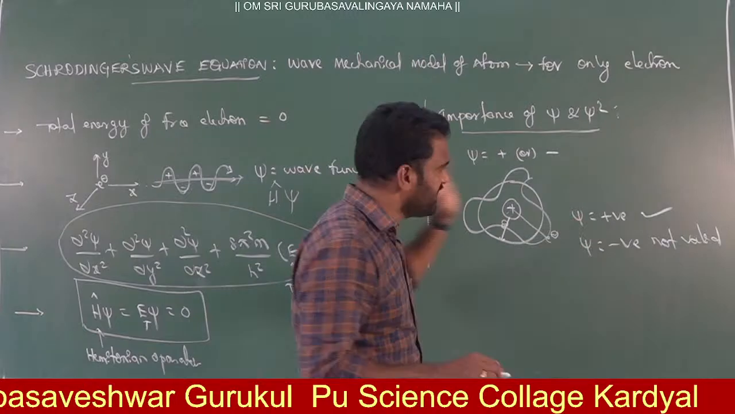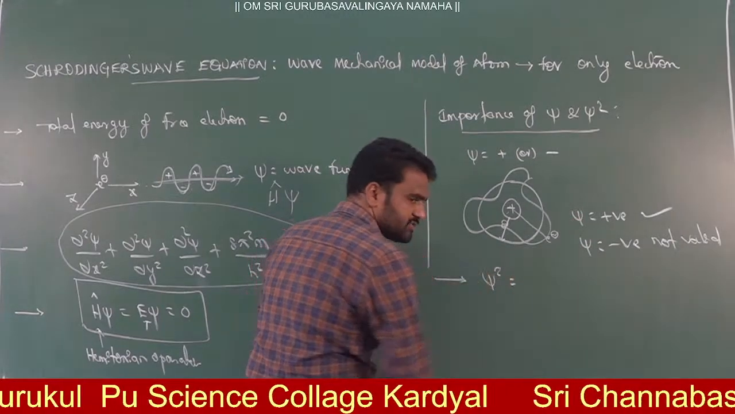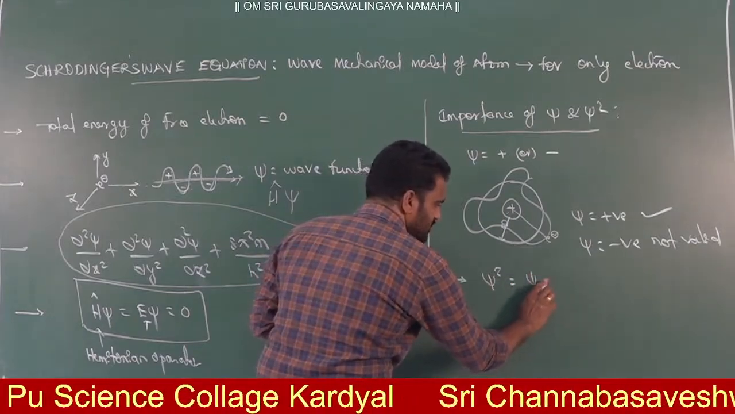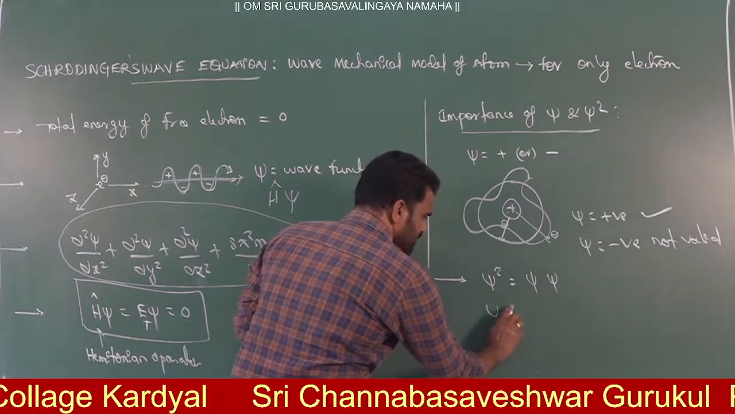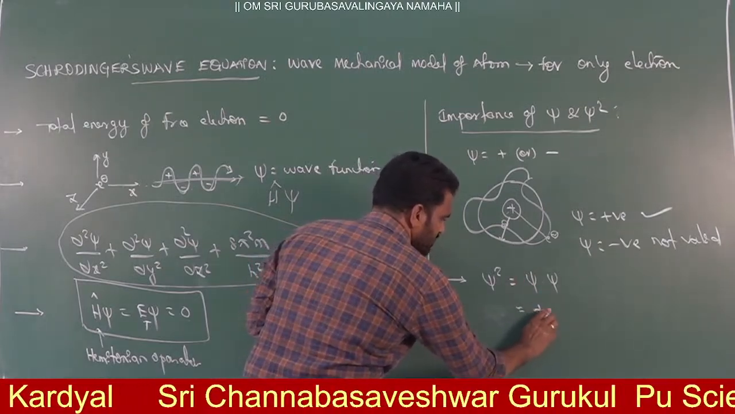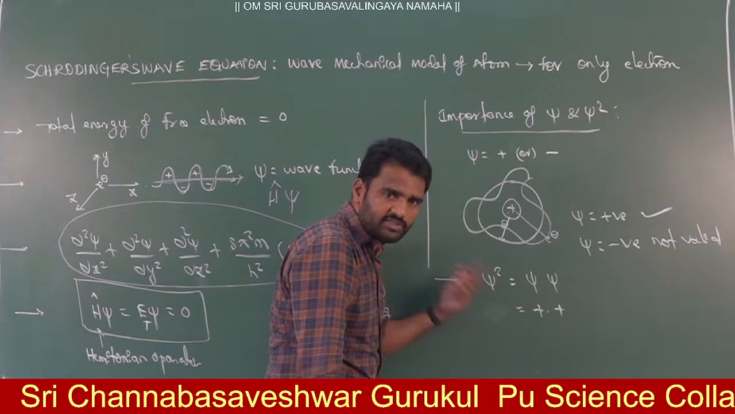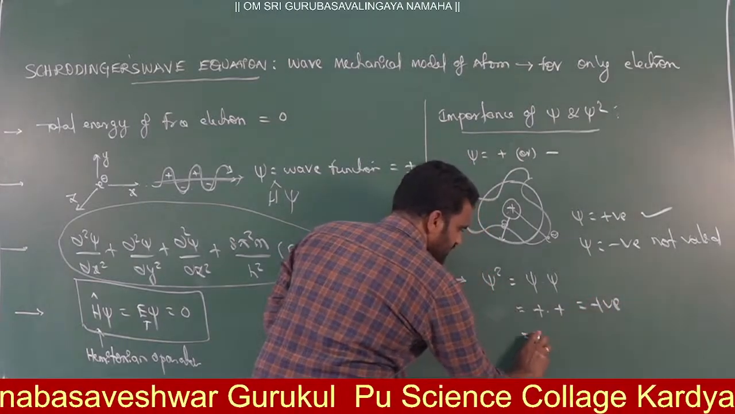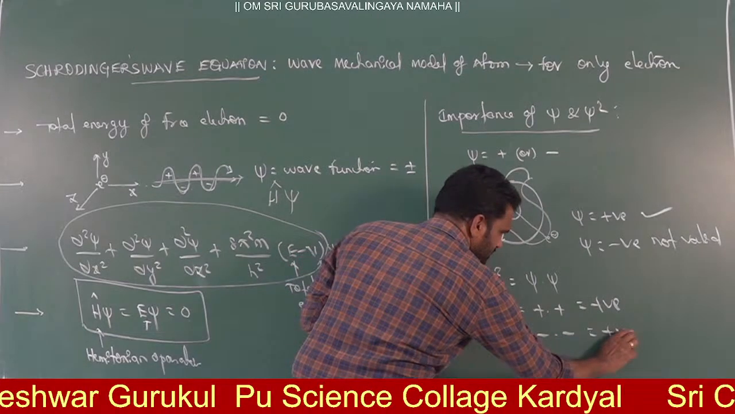To avoid that, if I take psi square, then what will I get here? Psi square equals psi into psi, yes or no? If I have a positive value, positive into positive, what will I get? Positive only. Resultant, I am getting positive. If I take negative, negative into negative, what will I get? Positive, no?